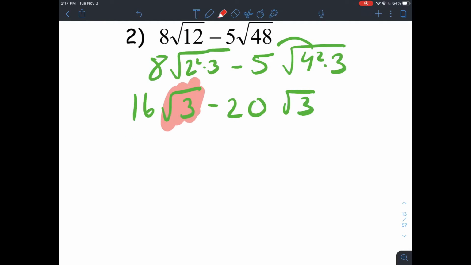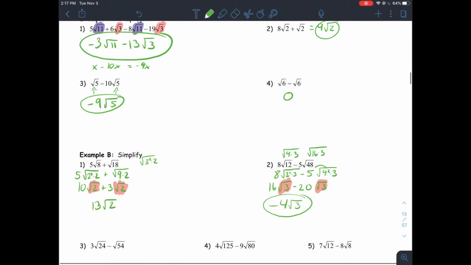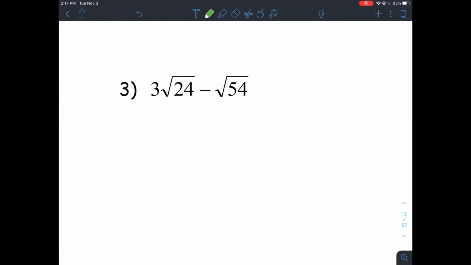Now we're all happy. We've got like radicals, so we can combine those guys, all right? So we'll go ahead and combine these. We get 16 minus 20 is going to give us a negative 4. So we get negative 4 root 3. So hopefully, you're kind of picking up on what we have to do here. Hopefully it's not too challenging. Let's go ahead and try and break this one down.